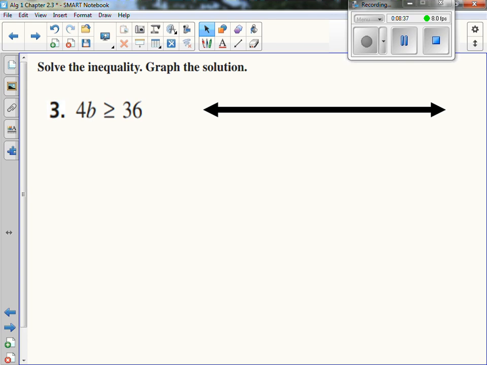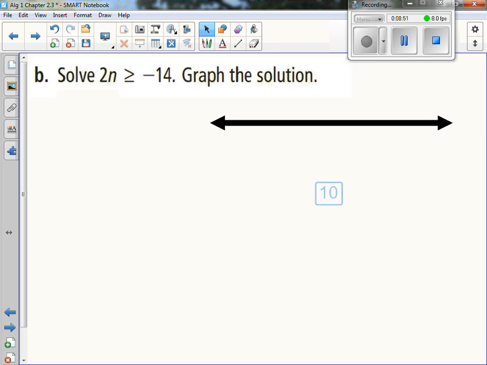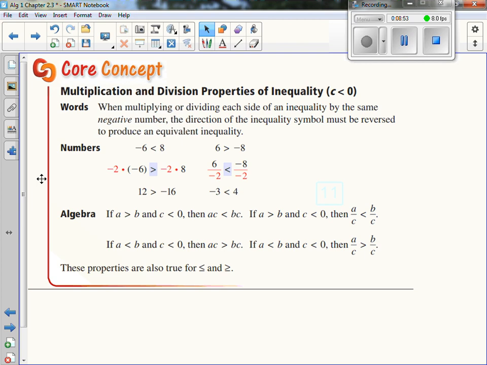Any other questions on solving these inequalities and graphing them? Did you see another example of one of these? Okay. So if we're good with multiplication and division, we'll look at this next part here.